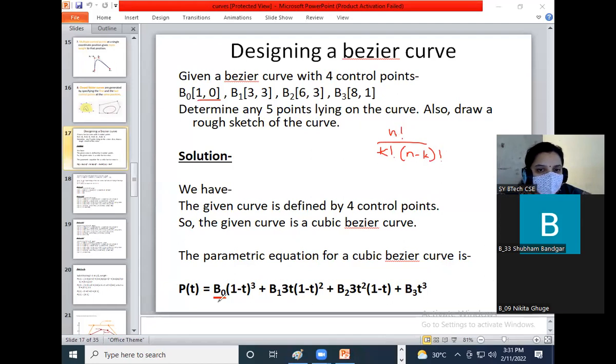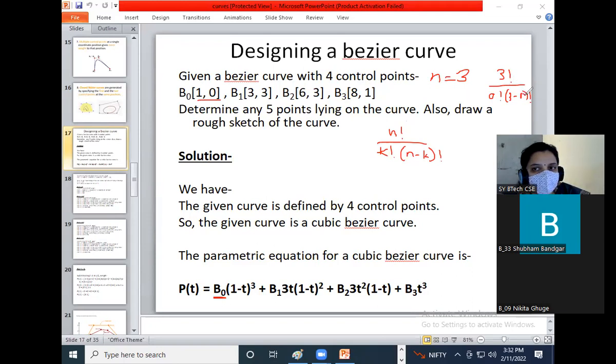For example, when the value of k is 0, then n minus 0, the value of n now, 4 control points set, control points are 4, so degree n is equal to 3. Then what will I do, 3 factorial divided by 0 factorial into bracket 3 minus 0 factorial. So what is the ultimate answer I am going to get?